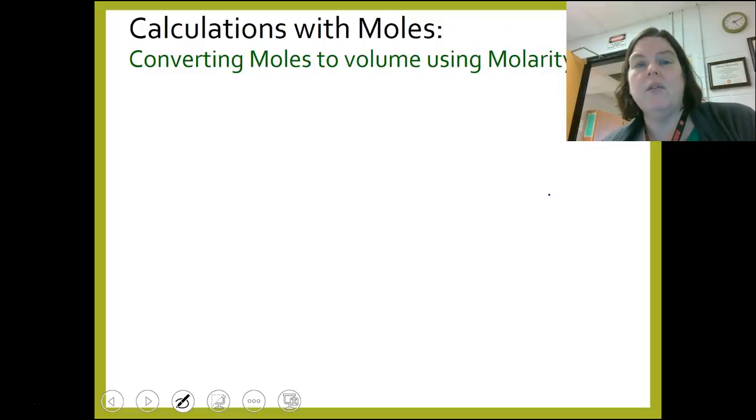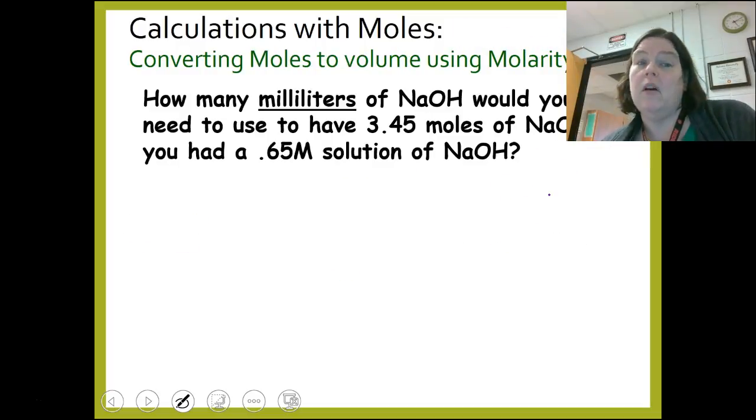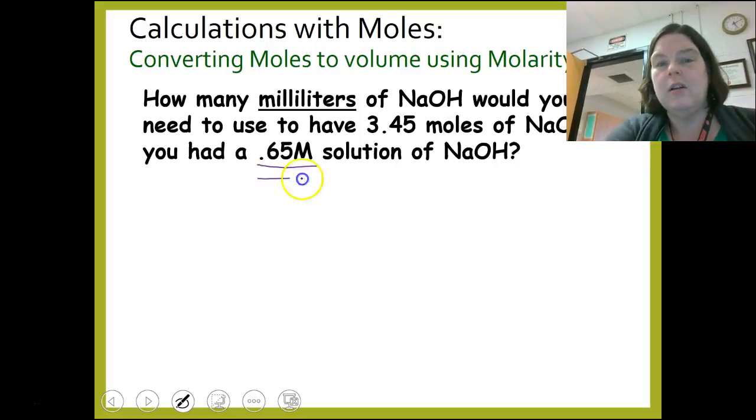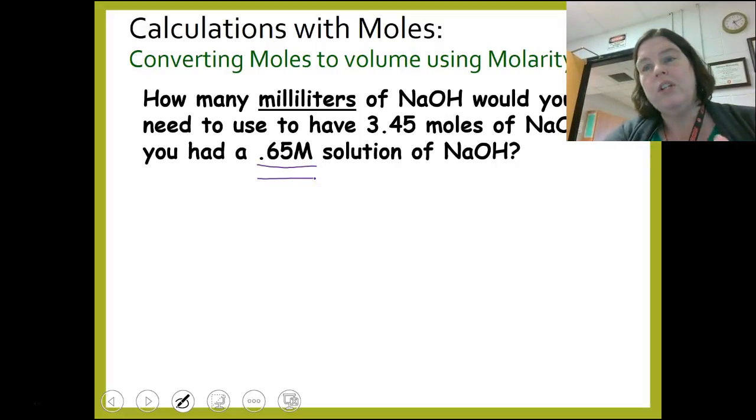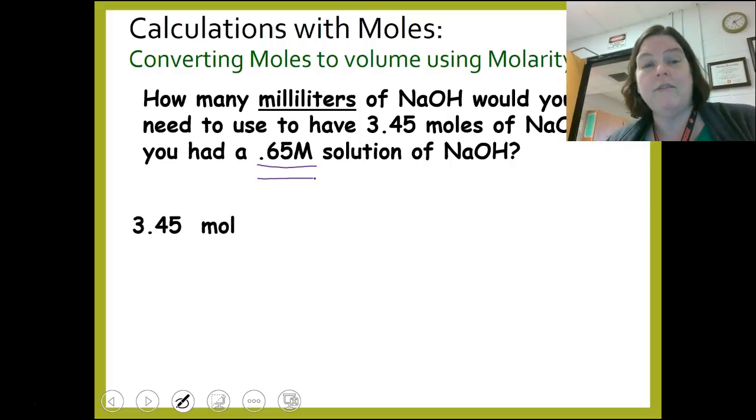Okay, so converting moles to volume using molarity. How many milliliters of NaOH would you need to use to have 3.45 moles of NaOH if you had a 0.65 molar solution of NaOH? So again, the molarity is going to be used in the conversion factor. We don't use it right now. So what else are we given? We're given 3.45 moles of NaOH. So that's where we're going to start.